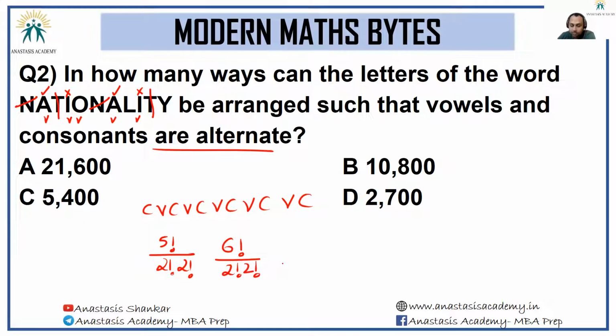And this should give me all my possible cases. So 120 by 4 gives me 30. 720 by 4 gives me 180. So it should be 54 followed by 2 zeros. So answer has to be option C.